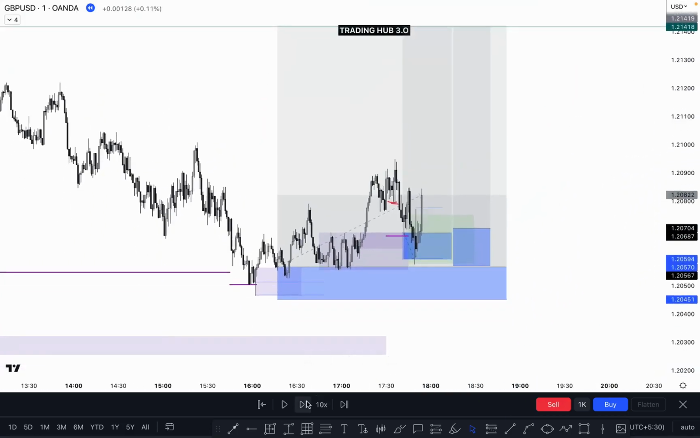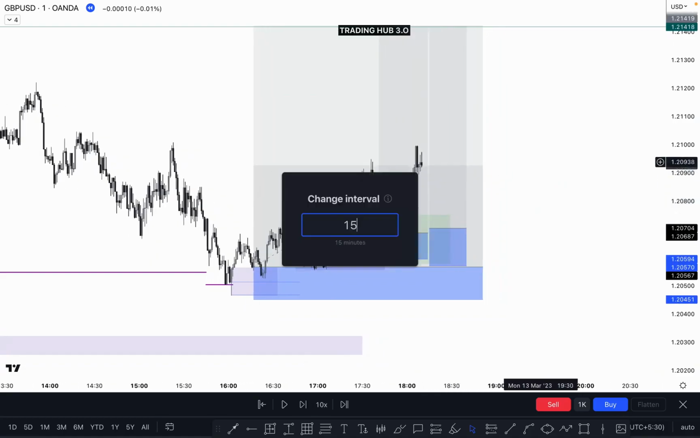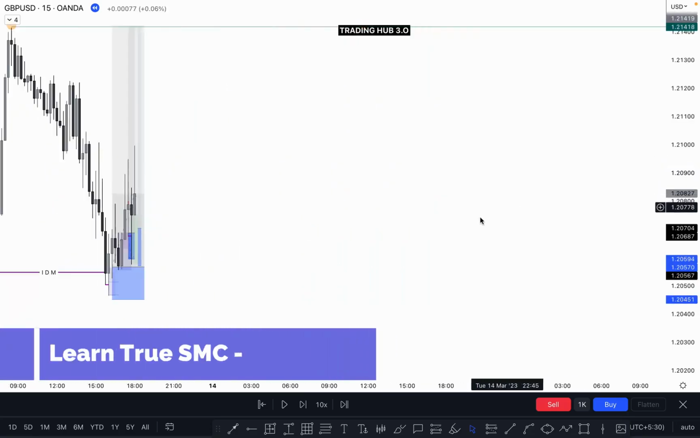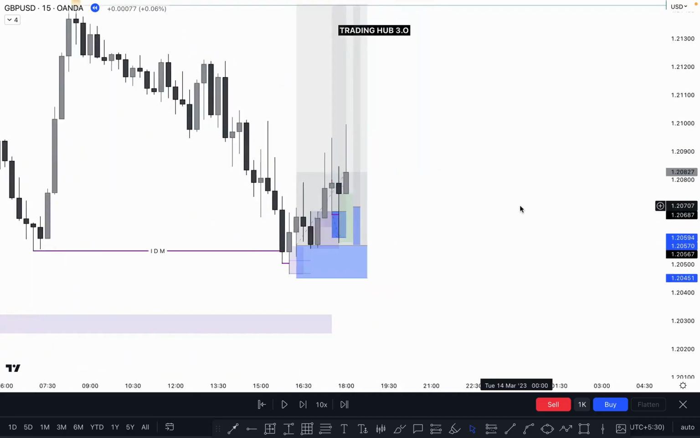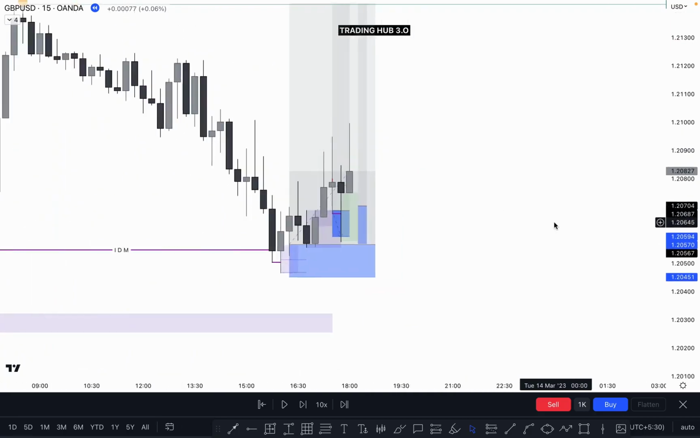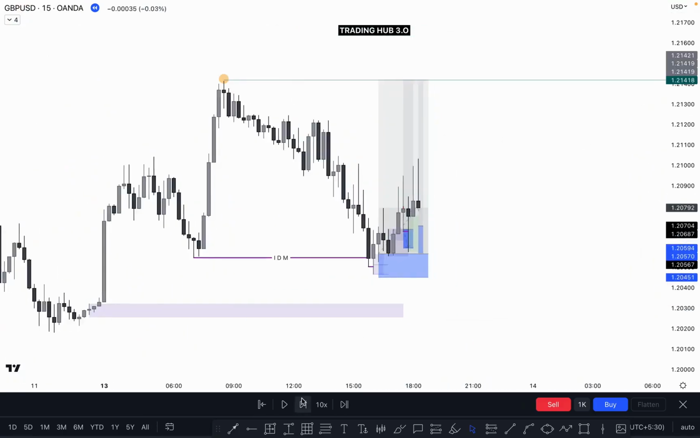Now let's see what happened next after this one: mitigation. Okay, and again you have to switch to the 15-minute time frame, and remember one thing: if the previous candle high breaks, then you can put the stop loss at breakeven. Okay, and the major target is here. So let's see what happened next after this one.